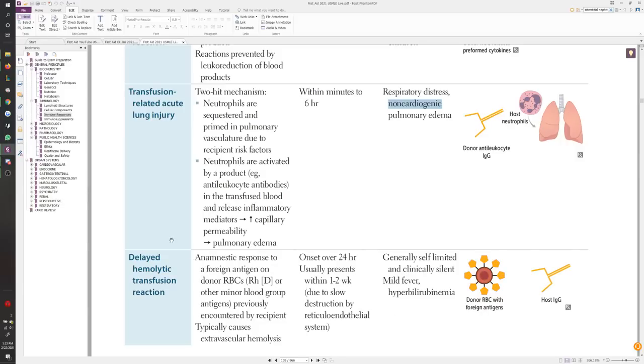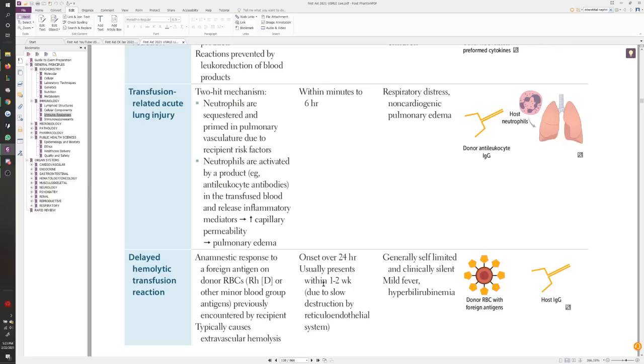The last one is your delayed hemolytic transfusion reaction. So this one is delayed. This one actually takes time. They call it an anamnestic response to a foreign antigen or donor red blood cells previously encountered by recipient. Typically causes extravascular hemolysis. So you're going to have hemolysis again, which is going to cause the hyperbilirubinemia. Right? Onset is going to take more than 24 hours, usually presents within 1 to 2 weeks due to a slower destruction by reticuloendothelial system. Generally self-limited and clinically silent, so you don't need to worry about it too much.